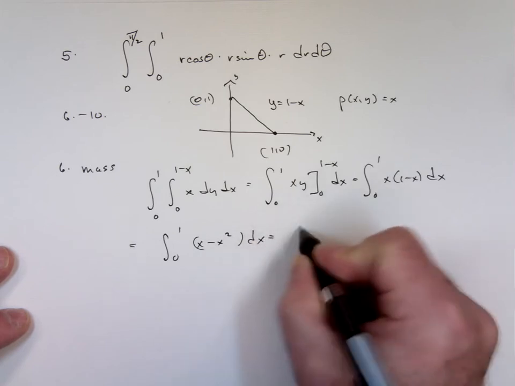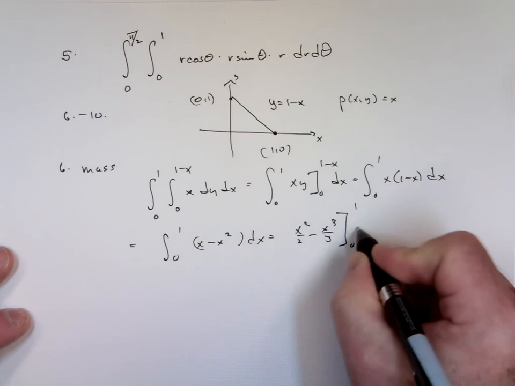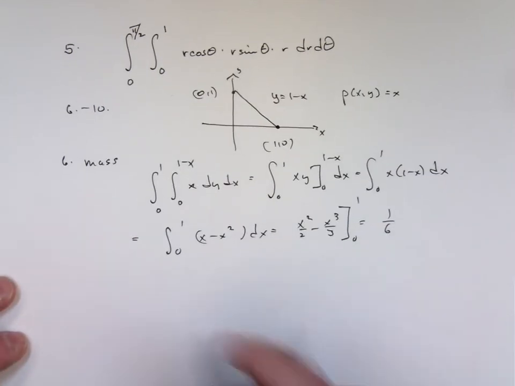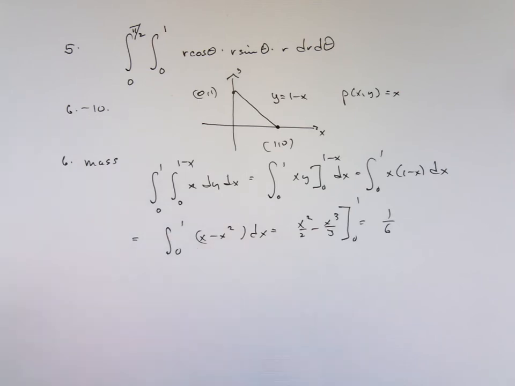And then integrate it. Get 1/2 minus 1/3, which is 1/6. Okay? So the mass is 1/6. Whoa. Brandon, wait, is that what it is here? I hope. Yeah, okay. Brandon got it wrong. Number 7.